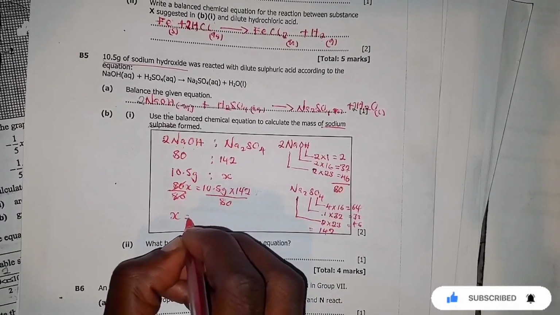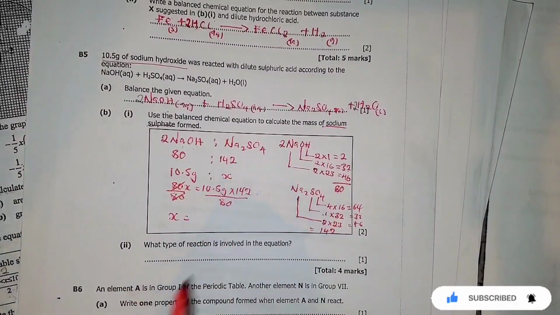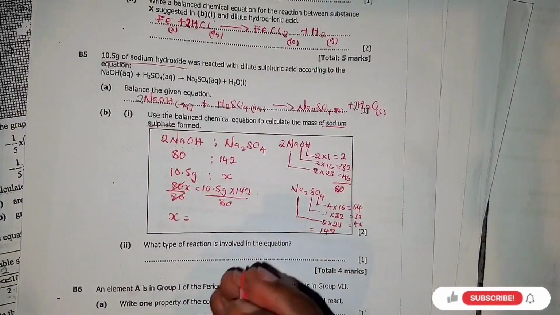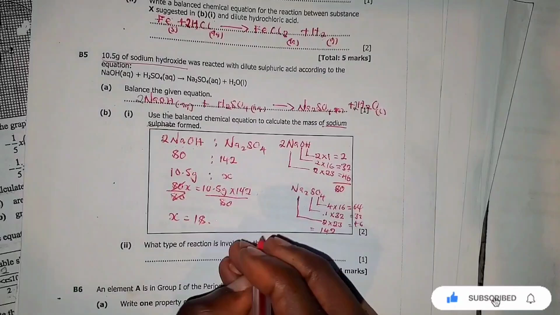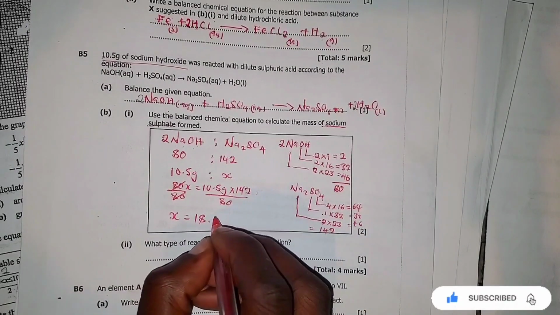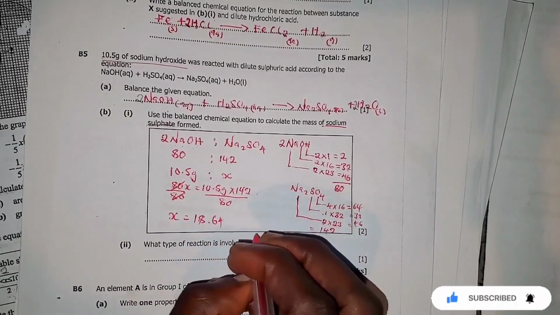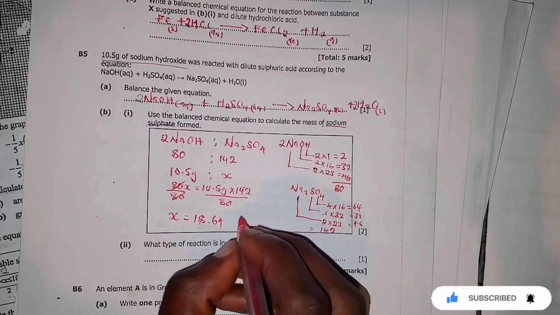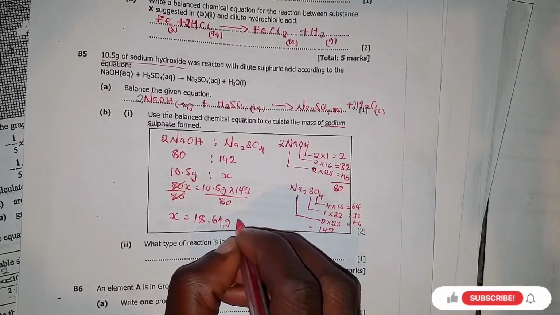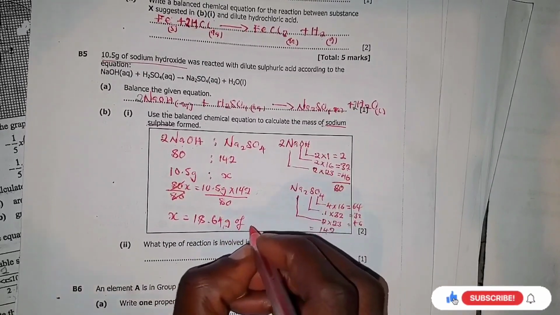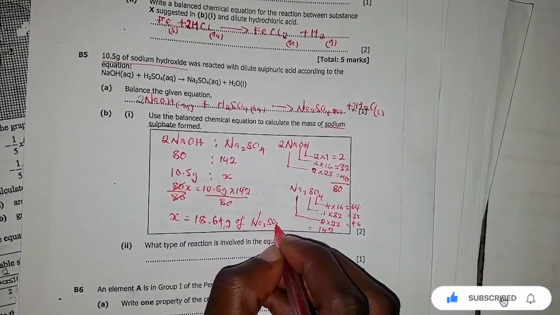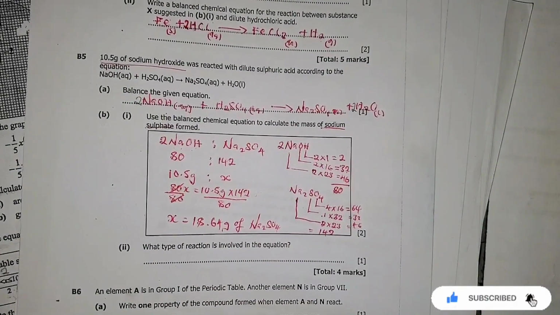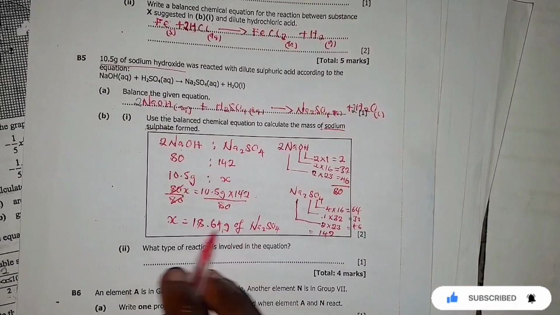And then you have x equals, so when you punch these on the calculator, we're going to have 18.64. Correct to 2 decimal places, 6.4 grams. Okay, this is the mass of sodium sulfate. So that's it for this question.